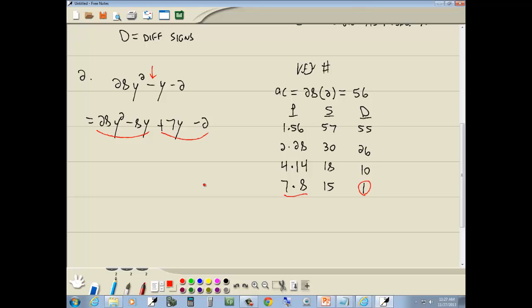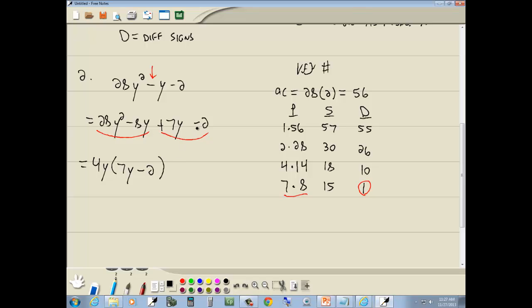Now I want to factor by grouping. The first group looks like they're both divisible by 4 and they both have a y. So the GCF is 4y. 28 divided by 4 is 7. Took one of those y's away, so it leaves us a single y. Minus 8 divided by 4 is 2, and that y is gone.